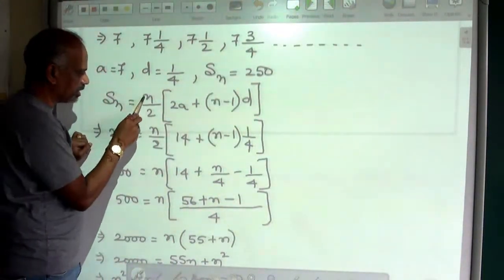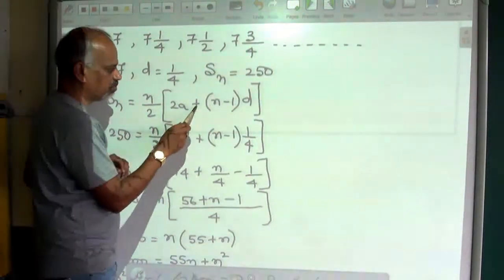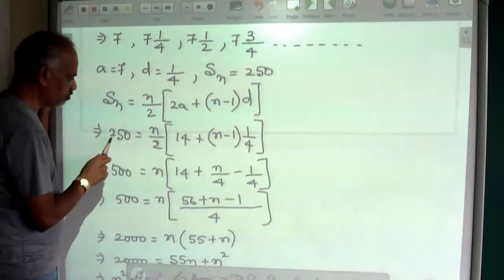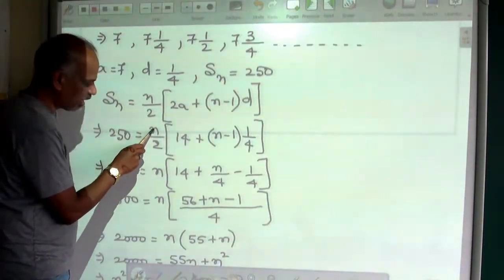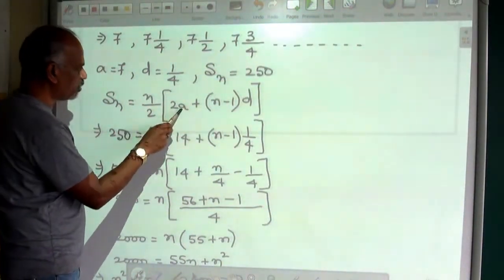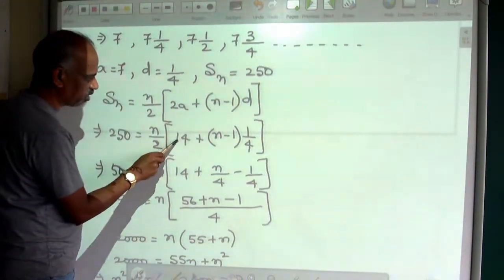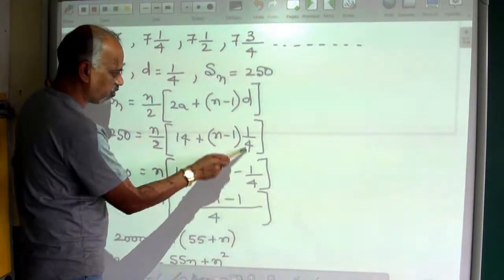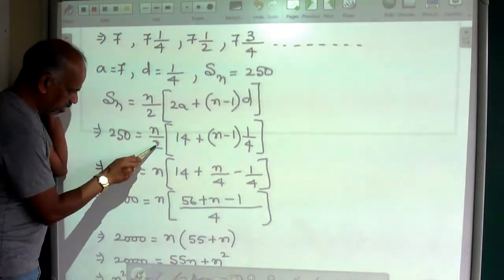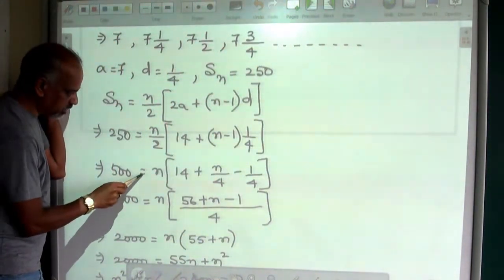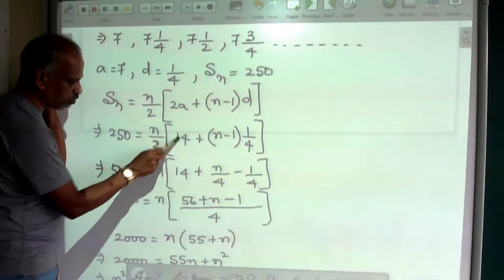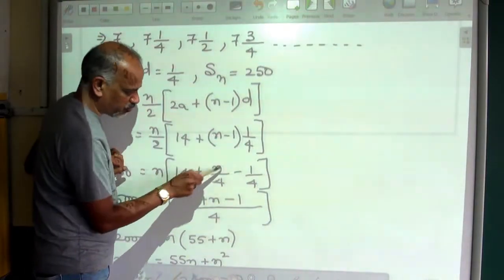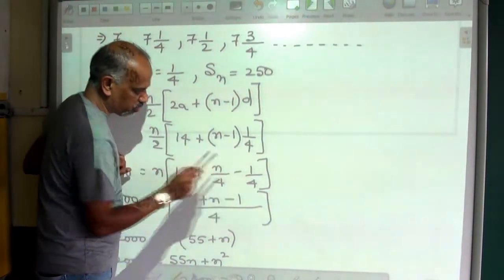Sn is equal to n by 2 times (2a plus (n minus 1) times d). Sn value is 250. So 250 is equal to n by 2 times (2 into a, which is 7, that's 14, plus (n minus 1) times d value, which is 1 by 4). Multiply this 2 here, that gives you 500 is equal to n times (14 plus, multiplying 1 by 4 with both of them, n by 4 minus 1 by 4).